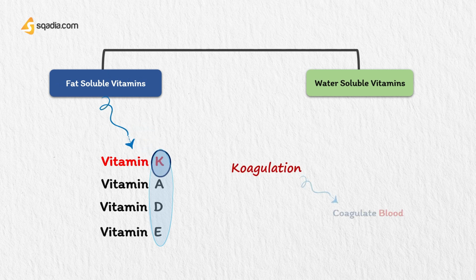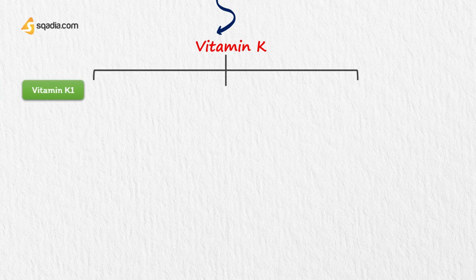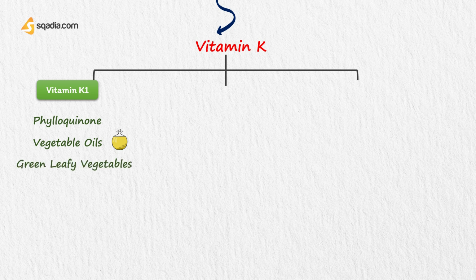Koagulation is a Danish word, symbolizing its ability to coagulate blood. Moving to the types of vitamin K, vitamin K1, also called phylloquinone, is obtained from vegetable oils and green leafy vegetables, such as cabbage, spinach, and cauliflower.